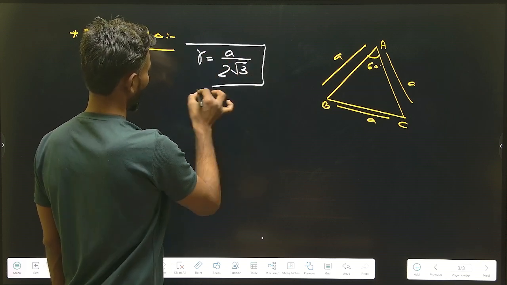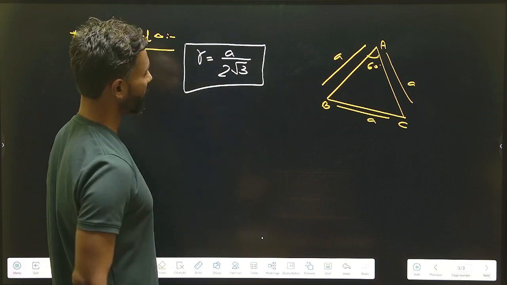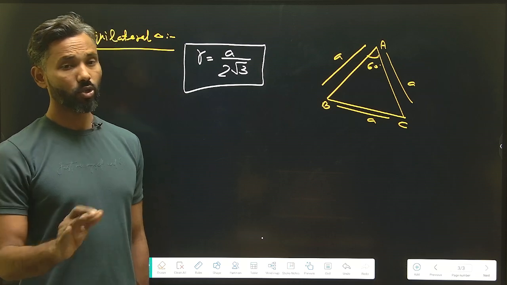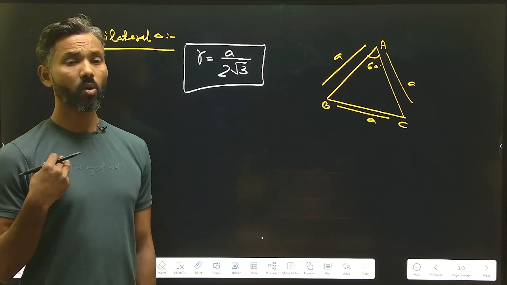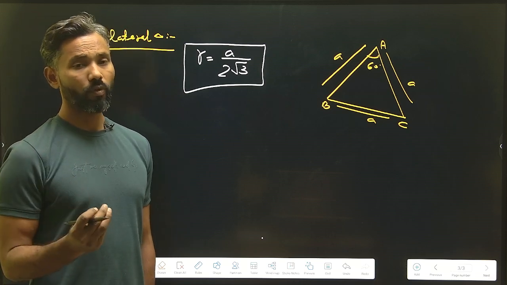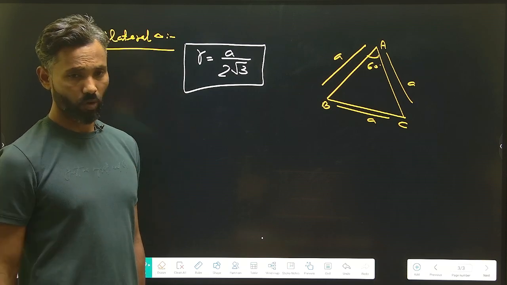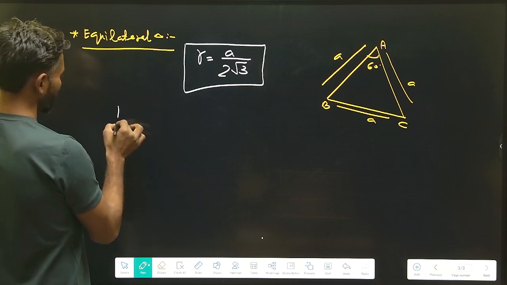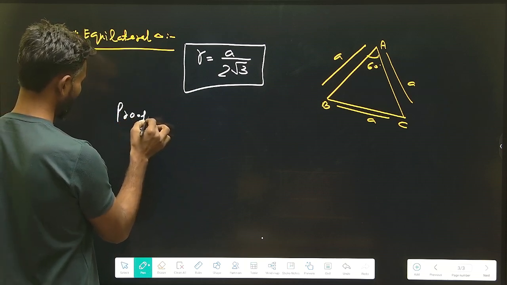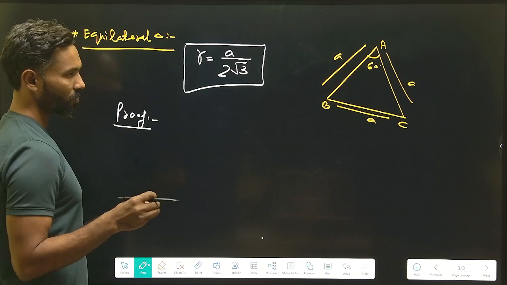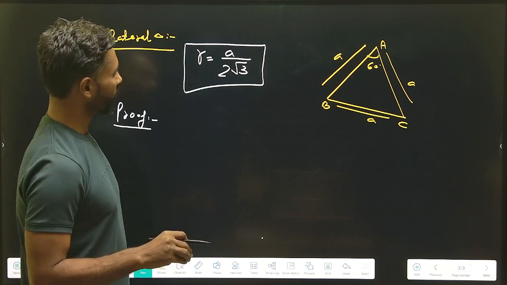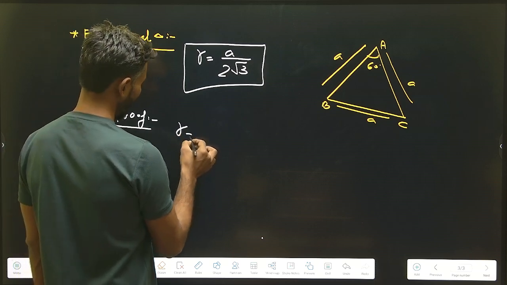You have to keep this formula directly in your mind to simplify the questions. But I'm going to tell you the proof of the derivation of this formula. The proof says that in previous sessions we have discussed that r will be equal to del upon s.